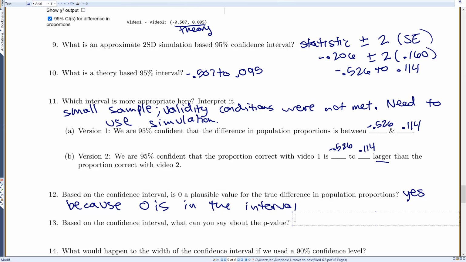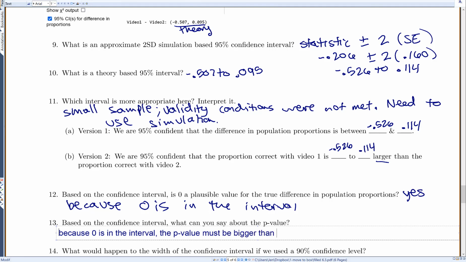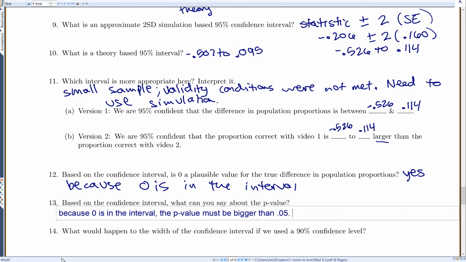So based on just the confidence interval, what could you say about the p-value? Because 0 is in the interval, the p-value must be bigger than 0.05. Okay. Anytime 0 is in the interval, 0 is plausible. That means it's a big p-value. Let's try that. 0 is plausible. So that's how you know it's a big p-value.